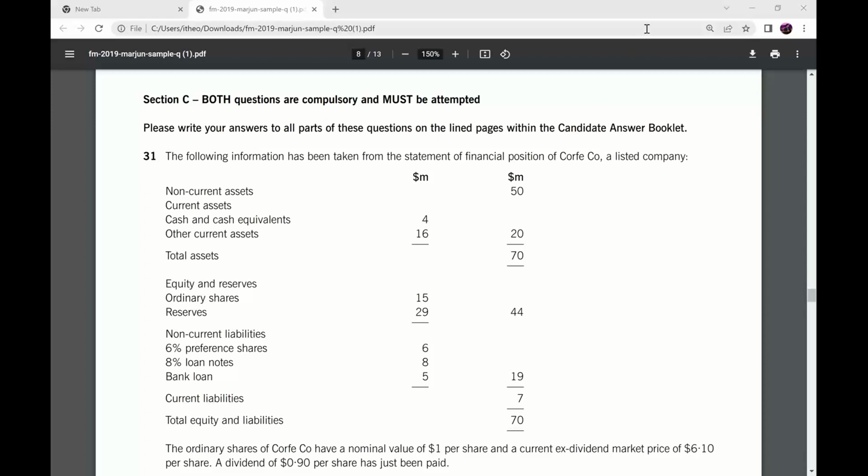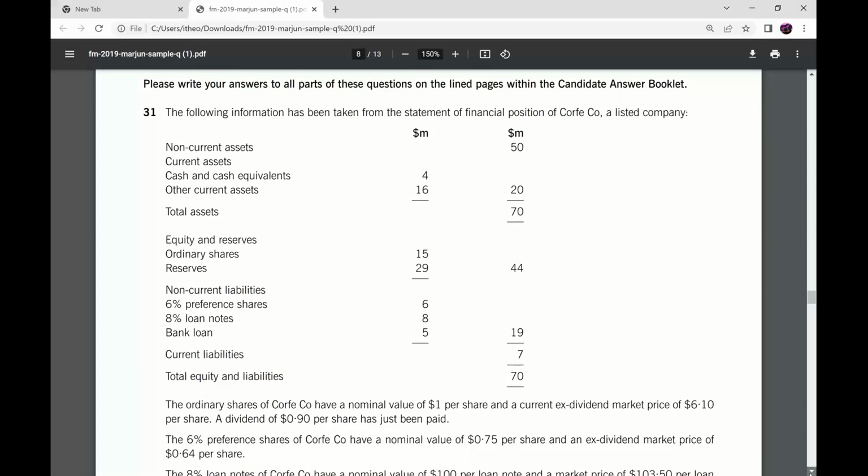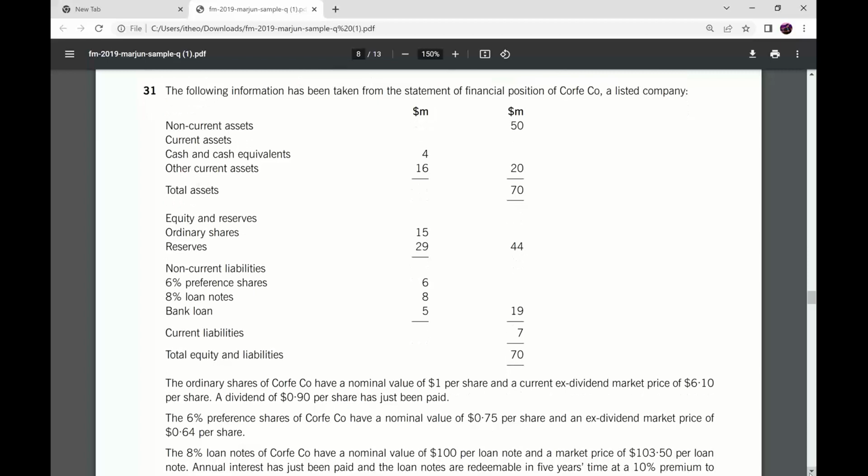The following information has been taken from the statement of financial position, balance sheet, of Corfe company, a listed company. Look at the information. Non-current assets are 50 million. Current assets have cash and cash equivalents 4 million, other current assets 16 million, 20, and total assets become 50 and 20, 70 million.